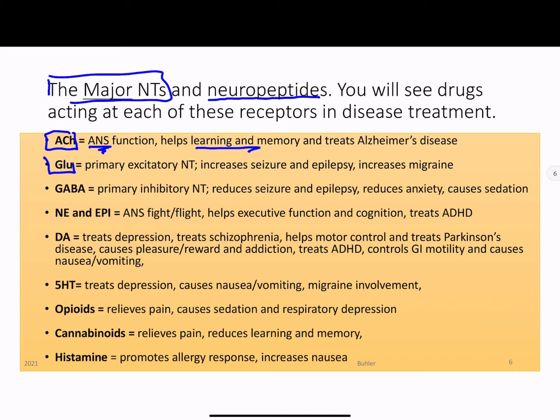We have glutamate. What I want you to know about glutamate is it is the primary excitatory neurotransmitter. And I mean, you know that. I want you to be able to just wake up in the morning and go, glutamate is the primary excitatory neurotransmitter, and GABA is the primary inhibitory neurotransmitter. So if it's excitatory, it means it's going to depolarize, and it's going to help fire action potentials. And if it's inhibitory, that means it's going to hyperpolarize and inhibit action potentials.